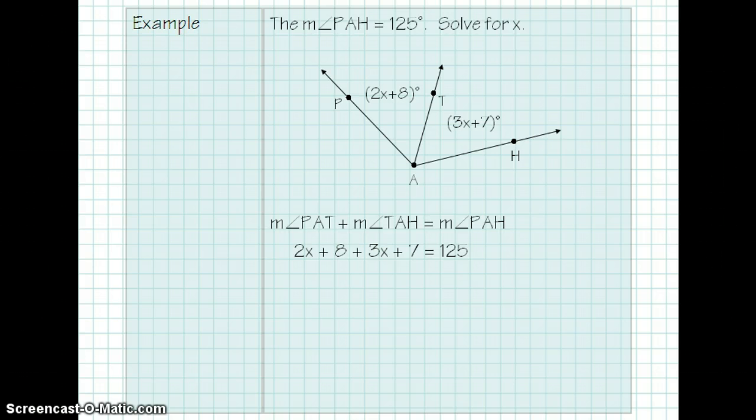So 2x plus 8 plus 3x plus 7 is equal to 125 degrees. Combine my like terms. So I have 5x plus 15 is equal to 125. Subtract 15 and then divide by 5, and I get x is equal to 22.